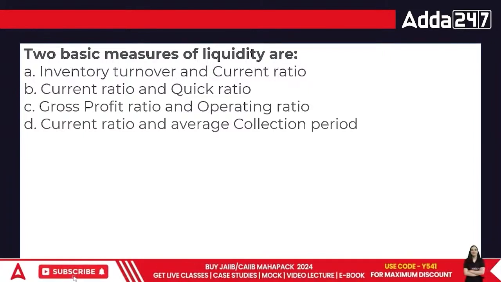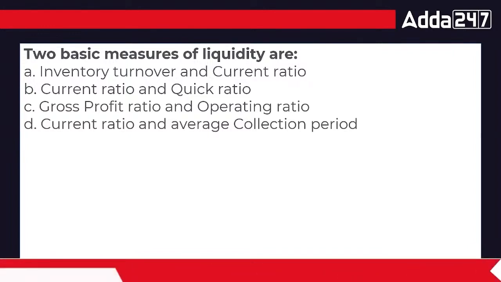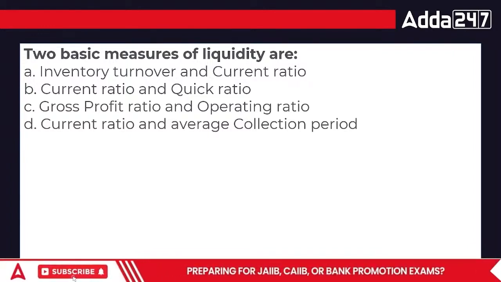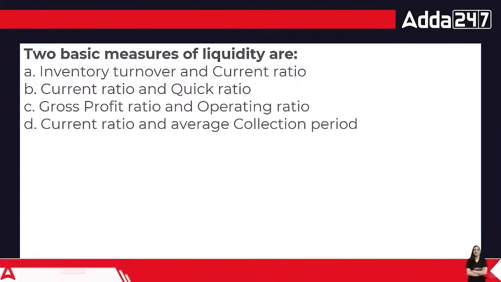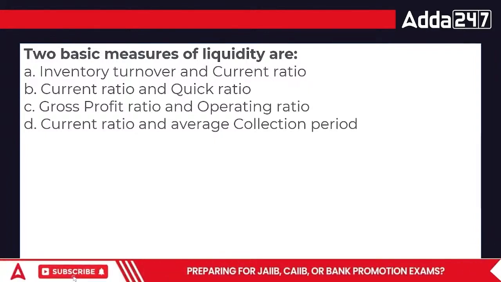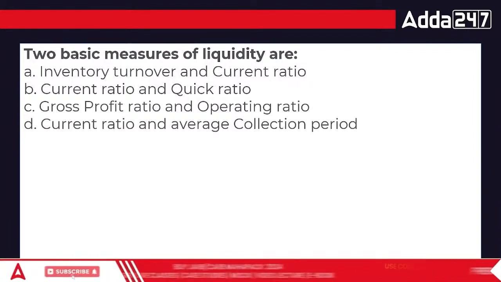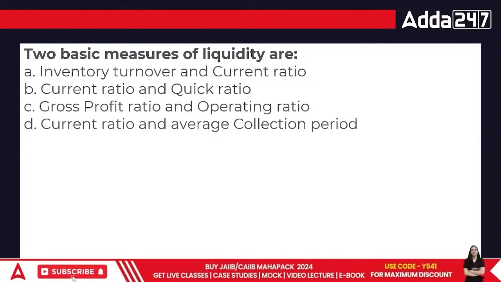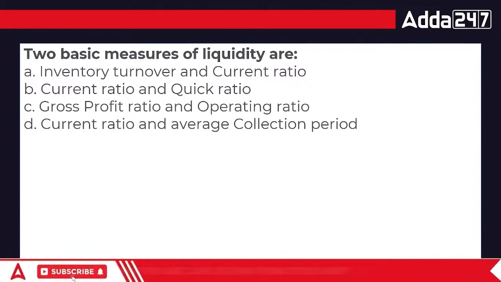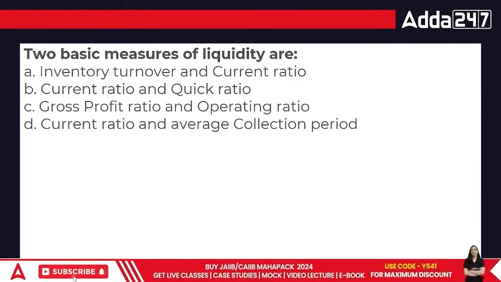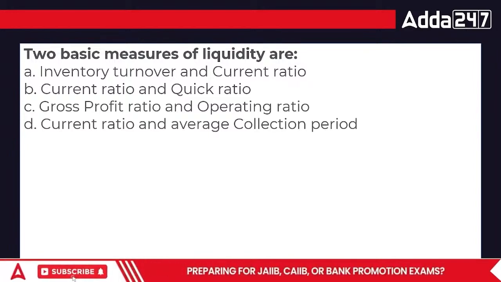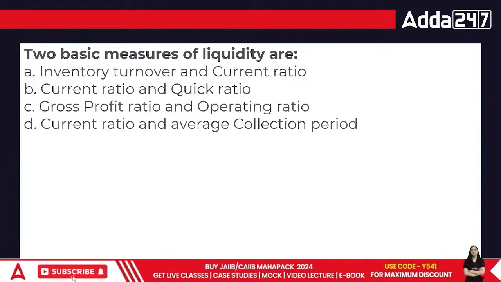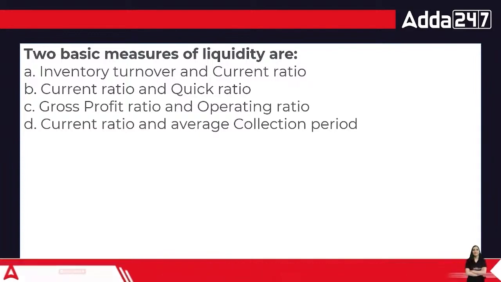So among these, what is the ratio that they're talking about in this area? Liquidity ratios are basically inventory and current. No, inventory is a turnover ratio. Inventory turnover ratio relates to the sales that you are making in the business. Then we have current ratio and quick ratio. Current ratio and quick ratio both are liquidity ratios, so I think this would be the answer. Next is gross profit and operating profit ratio. Operating profit and gross profit are profitability ratios. And current and average collection period: average collection period is also a part of turnover ratios. Only current ratio is the one.